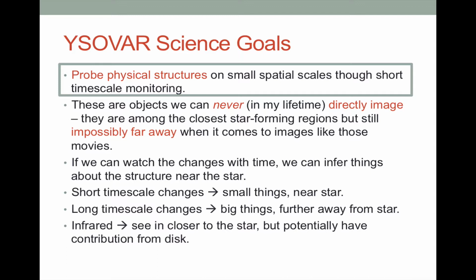Over the shortest timescale changes, like I said, you're looking at small things that are near the star, and long timescale changes are big things further away from the star. In the infrared, you can see much closer to the star than you can in the optical, but you do have to worry about what contribution is coming from the disk.